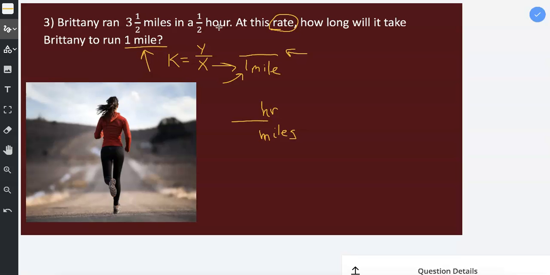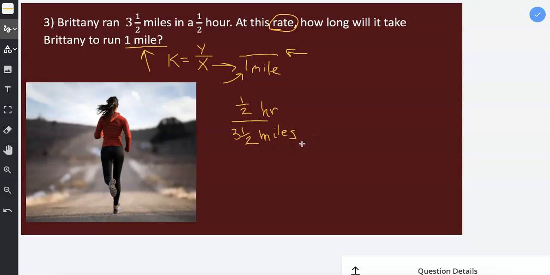But this problem is not asking that. It's asking us how long it will take her to run 1 mile. So in this case, we're actually going to put the hours in the numerator. So the 1/2 hour goes in the numerator, and the miles, 3.5, goes in the denominator. And now we have a complex fraction.